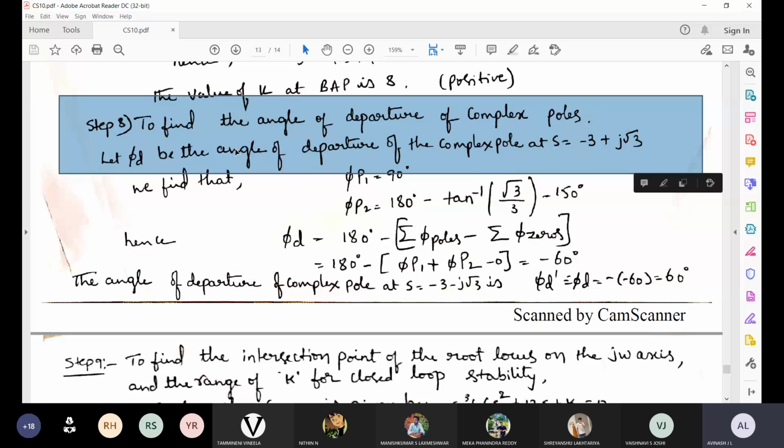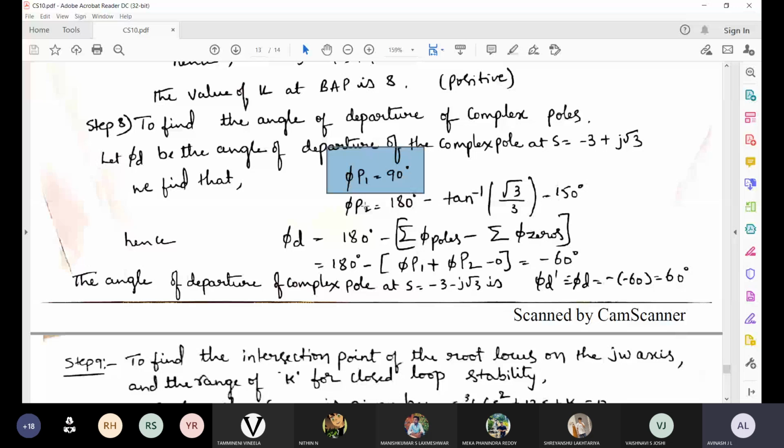So phi p2. When you're talking about the complex pole, it is given the value 180 degree minus tan inverse of square root of 3 divided by 3. So here imaginary part divided by real part. Imaginary part is root 3, real part is 3. So that is how we find the angle. 180 degree minus, because the minus sign is there, tan inverse of this one. So it will come like 150 degrees.